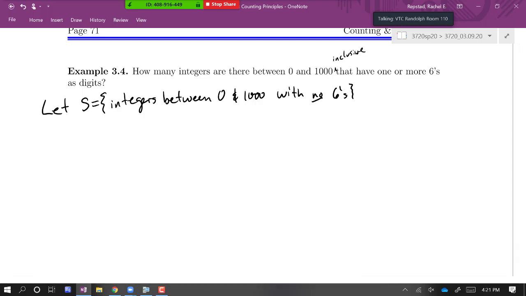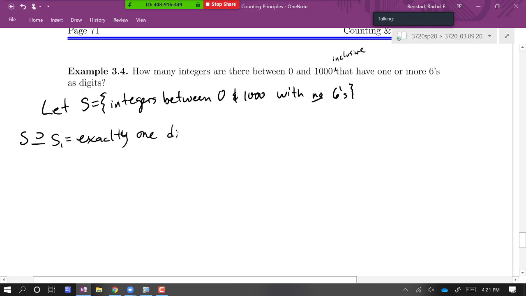And now what we're going to do is break S down into some disjoint subsets. So we'll let S1 be the subset of S that has exactly one digit. So in other words, S1 is the set of one-digit integers that don't have any sixes. So let's see if we understand this. How big is the set S1?